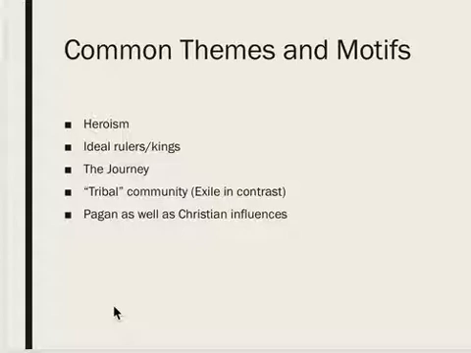Here are some common themes and motifs that you will see in Anglo-Saxon writing. Heroism is a major theme, ideal rulers or kings, the journey, the tribal community, exile would be the contrast to that. There are pagan as well as Christian influences.